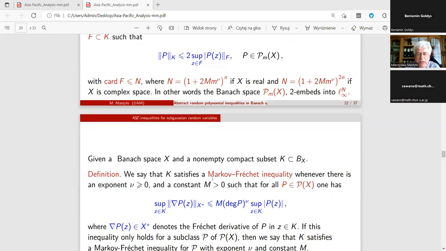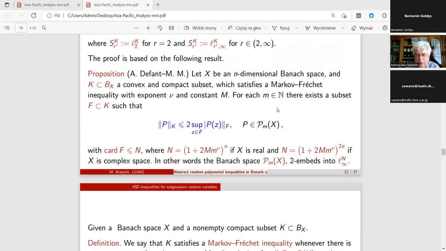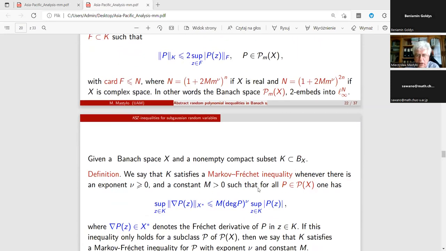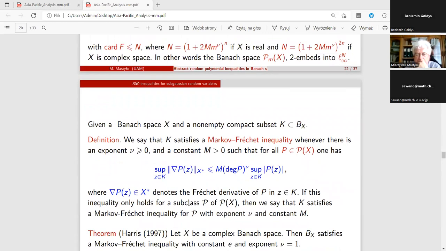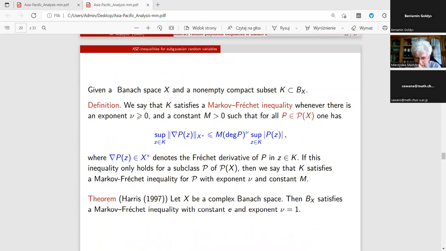Okay, now what does it mean that the set satisfies the Markov Fréchet inequality? This is the definition. We say that K satisfies the Markov Fréchet inequality whenever there is an exponent nu bigger or equal to zero and an absolute constant, such that for every polynomial on a general Banach space we have the following estimation. This is a gradient, so this is the Fréchet derivative of P for z in K. If this inequality holds for a subclass of the polynomials, we say they satisfy the Markov inequality for that class. A maybe interesting example, Harris in 1997: if you have a complex Banach space, then the unit ball of this Banach space satisfies the Markov Fréchet inequality with constant e and exponent nu equal to one. This is a beautiful fact.